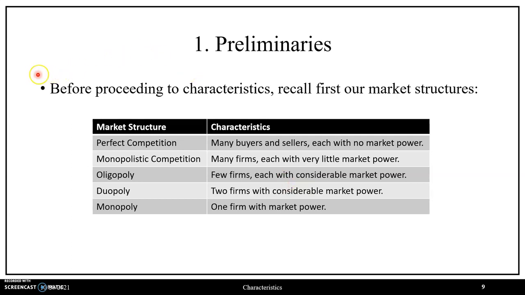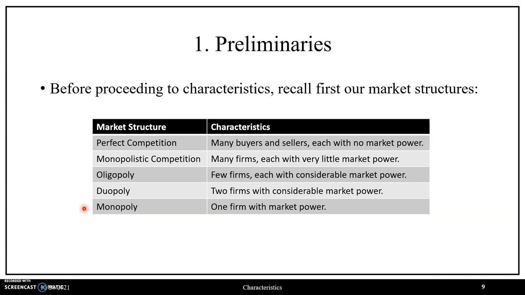Before proceeding to characteristics, let us first recall our market structures. Our base case is perfect competition, in which there are many buyers and sellers, each of which with no market power. This sits at an extreme in which it's not very realistic in terms of what we are likely to encounter in the real world. Our second market structure is monopolies, in that there's one firm in the space with a considerable amount of market power, and this sits at the other extreme, which is also not very realistic in terms of what we're likely to encounter in the real world. That's not to say that perfect competition and monopoly don't exist. It's just not the most common form of market structure that we are to encounter.